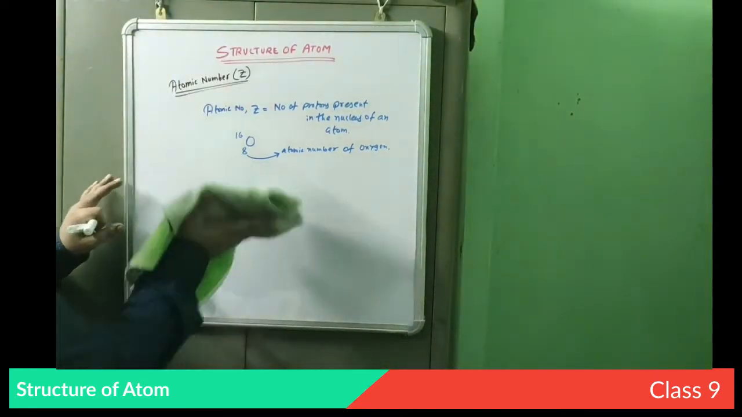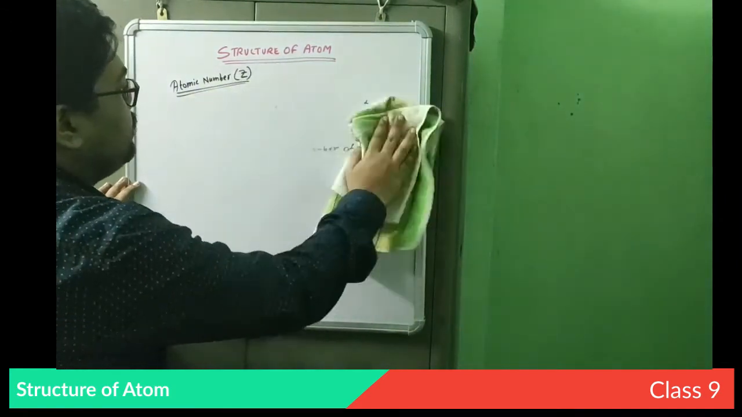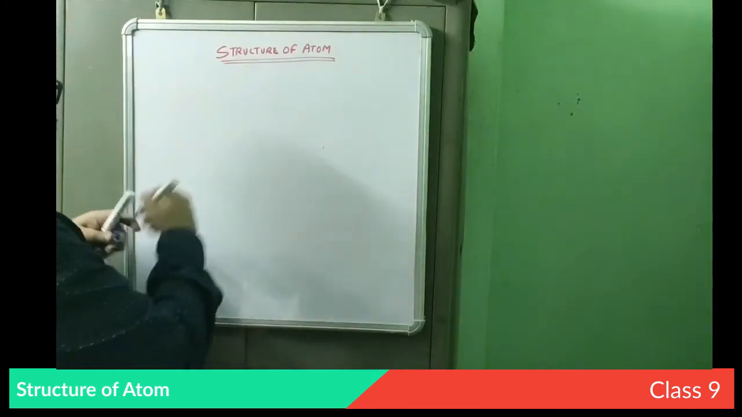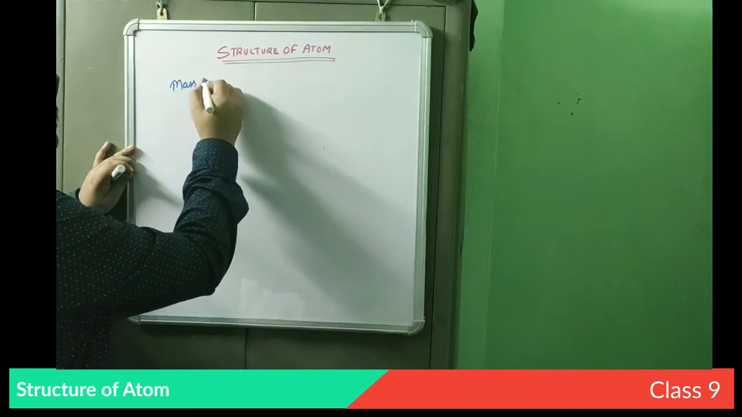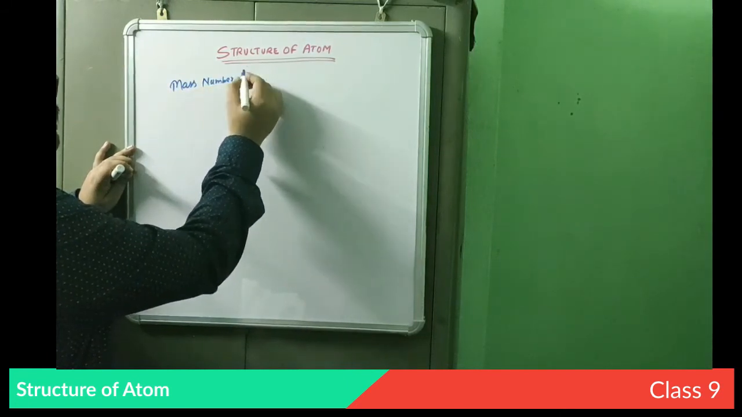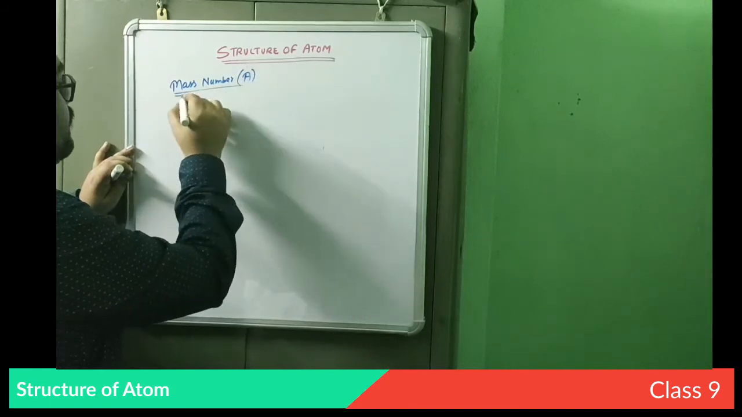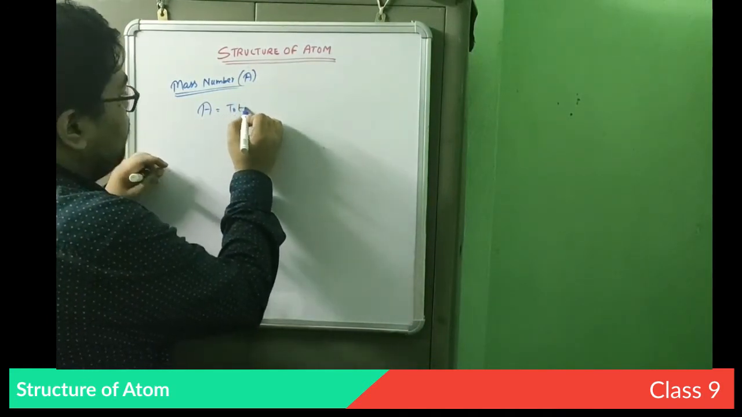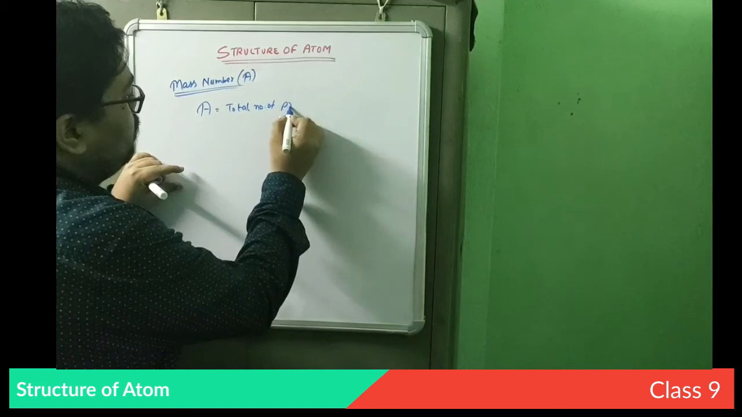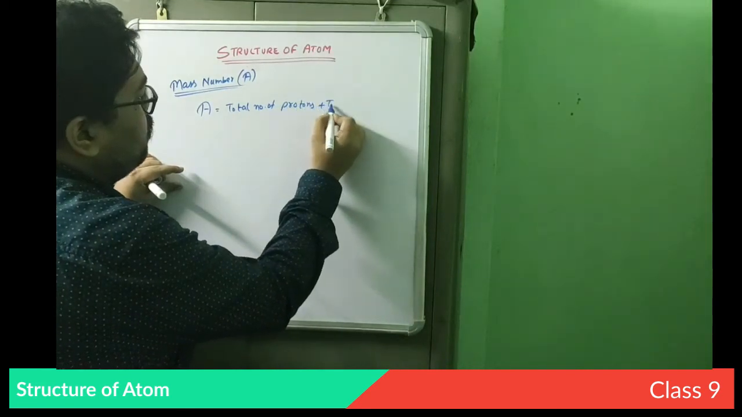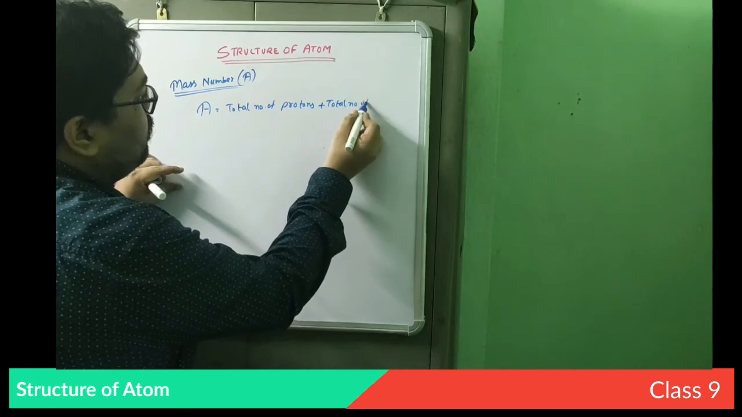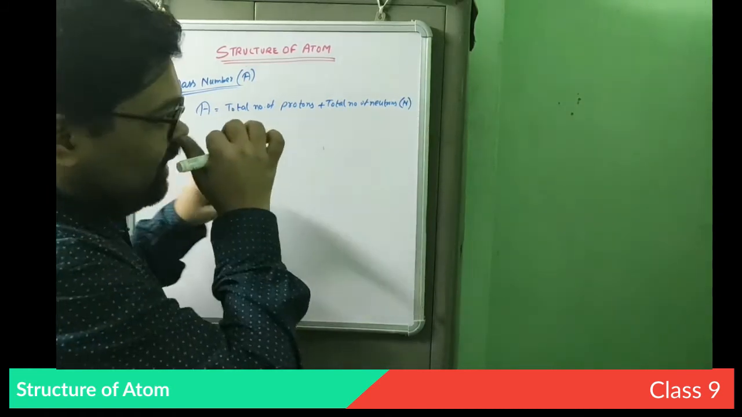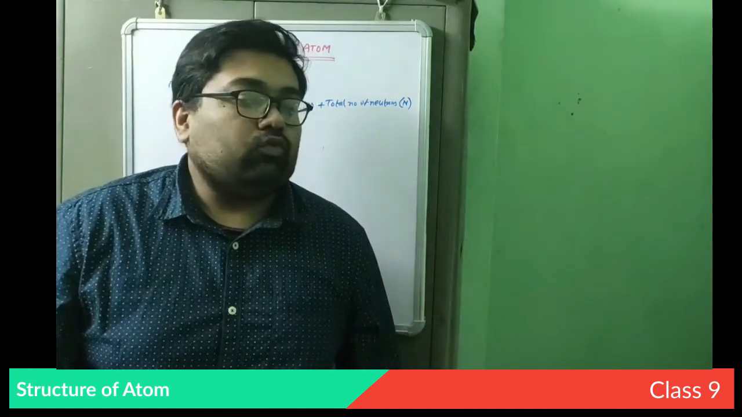Next, we will discuss mass number. What do we mean by mass number? Mass number is represented by capital A. Mass number, that is A, is equal to the total number of protons plus the total number of neutrons. Suppose I am considering the neutrons as capital N, right? Total number of protons plus total number of neutrons.